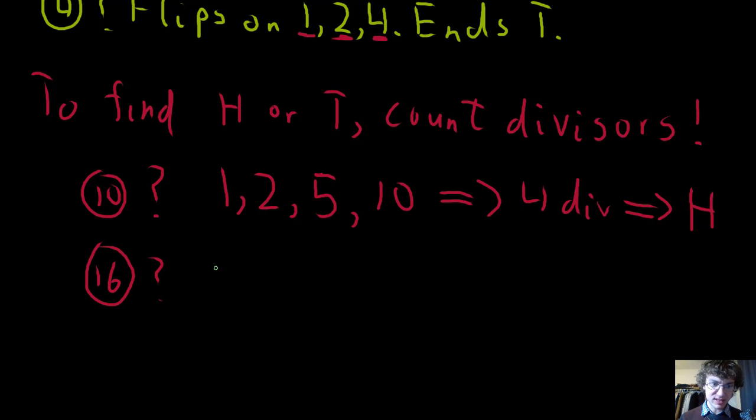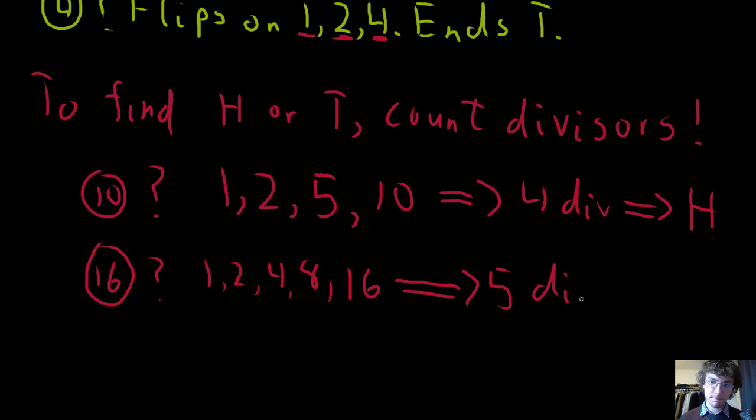Well, which numbers divide 16? Well, 1 divides 16, 2, 4, 8, 16. Those are all the numbers that divide 16, and there's 1, 2, 3, 4, 5 of these. So this number has 5 divisors, and if you flip an odd number of times, you're going to end up tails. But this is pretty interesting because divisors normally come in pairs, right?